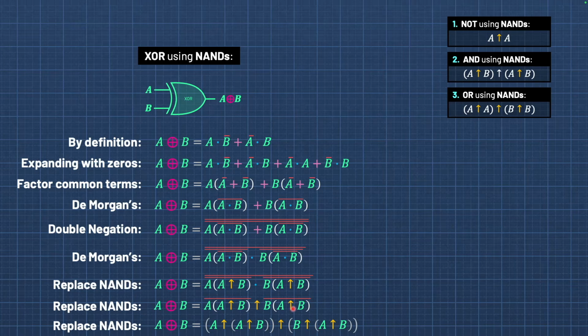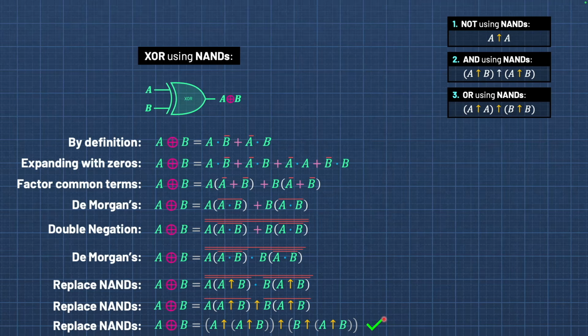Replacing these big NANDs here, I have A NAND B, right? So A NAND B, this whole thing NANDed with the right part, which is B NANDed with A NAND B. This is exactly what we wanted, right? This is an XOR gate implemented only using NAND gates. NAND gate, NAND gate, NAND gate, NAND gate, NAND gate. Check, we are done.